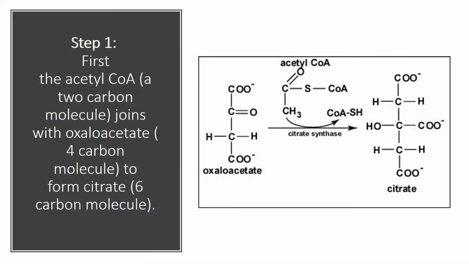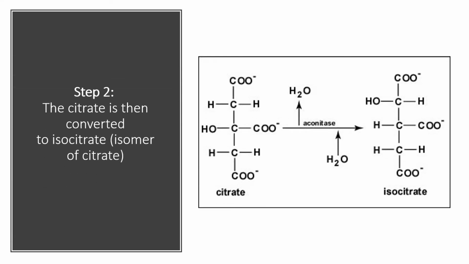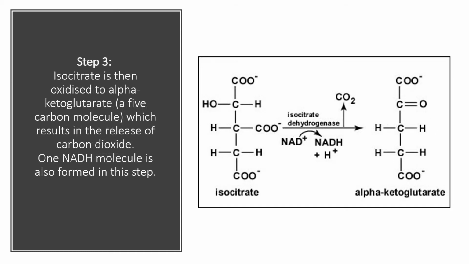The first step of the Krebs cycle is that acetyl CoA joins with oxaloacetate to form citrate. The citrate is then converted to isocitrate. Isocitrate is then oxidized to alpha-ketoglutarate, which results in the release of carbon dioxide. One NADH molecule is also formed in this step.